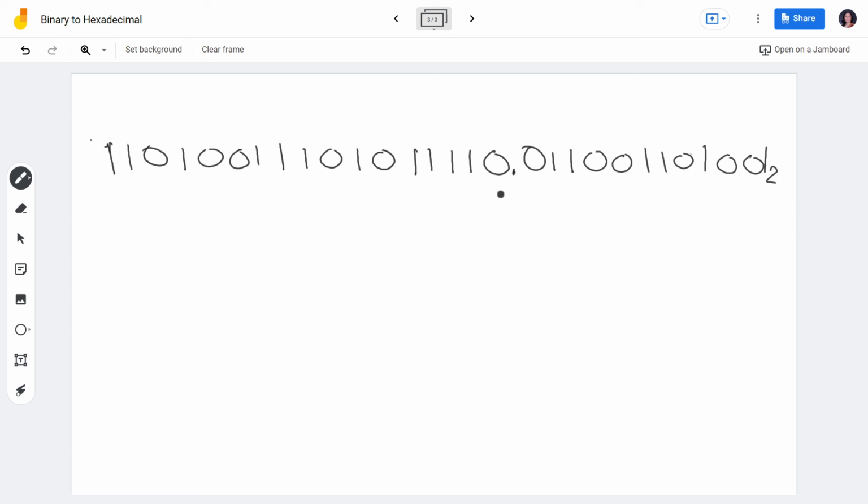Starting from the radix point, the integer part is going to the left and the fraction part is going to the right. So we have 1, 2, 3, 4, 1, 2, 3, 4, 1, 2, 3, 4, 1, 2, 3, 4. And then we have 1 digit left. So to make it 4, add 3 zeros.